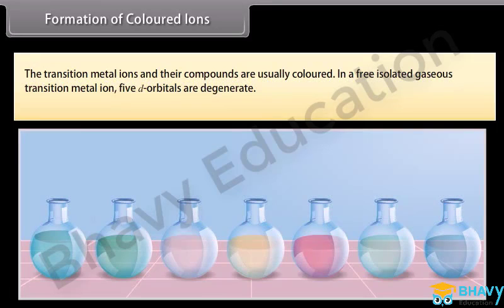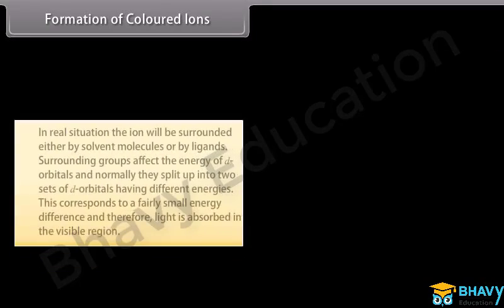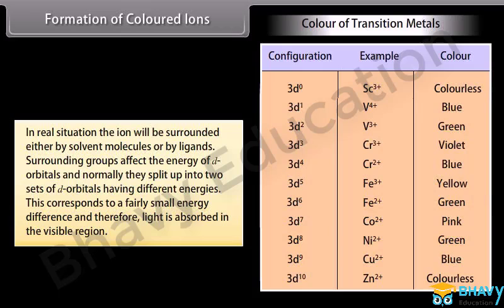Formation of colored ions. The transition metal ions and their compounds are usually colored. In a free isolated gaseous transition metal ion, 5 d orbitals are degenerate. In real situation, the ion will be surrounded either by solvent molecules or by ligands. Surrounding groups affect the energy of d orbitals, and normally they split up into two sets of d orbitals having different energies. This corresponds to a fairly small energy difference, and therefore light is absorbed in the visible region.